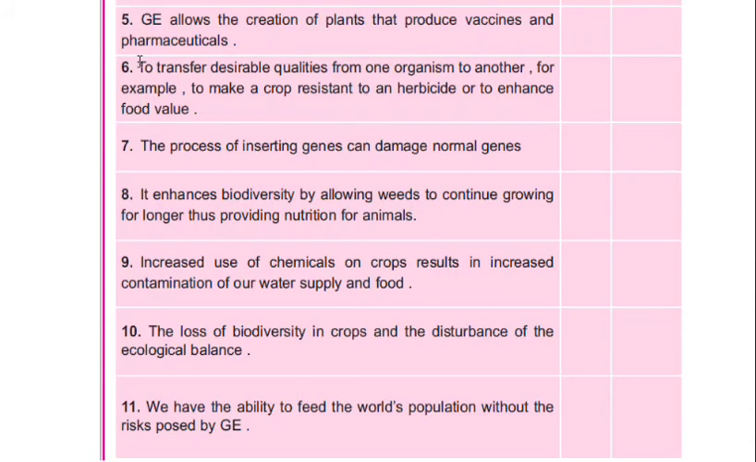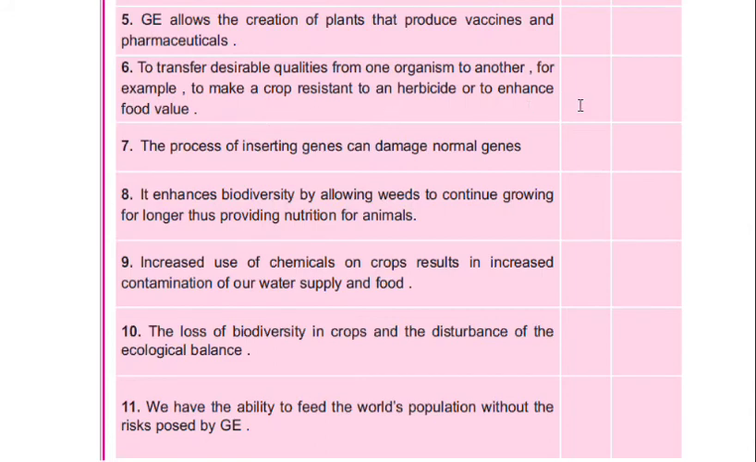6, to transfer desirable qualities from one organism to another, for example, to make a crop resistant to an herbicide or to enhance food value. So we can take some qualities from one organism, from one plant, for example, and transfer them into other plants. For example, to make a crop resistant to an herbicide or to enhance food production or value or quality and quantity. That is something positive.